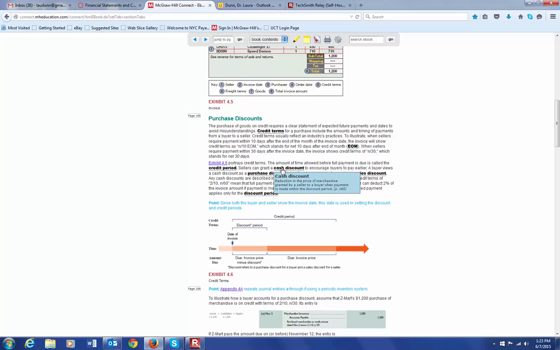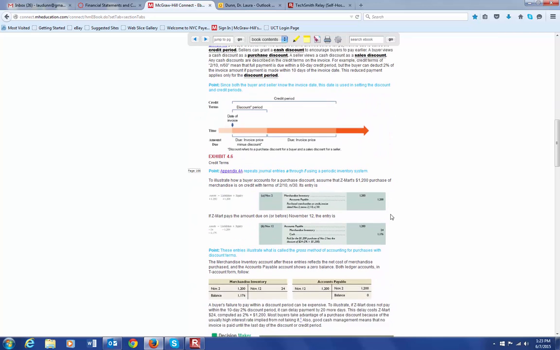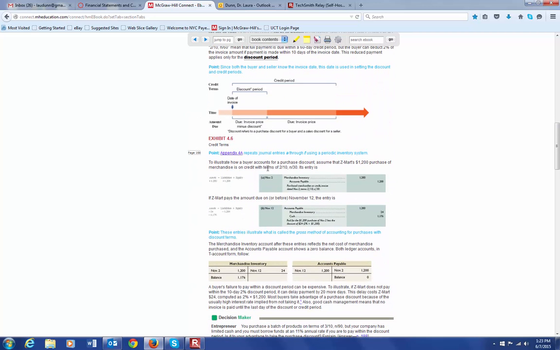So from the seller's standpoint, this is considered a cash discount, but from the buyer's standpoint, you would refer to it as a purchase discount. The seller sees it as a sales discount. So depending on which perspective you're looking at it from, it's either a purchase discount or a sales discount. So let's use an example here. This is how you, if you're the buyer, would account for a purchase discount.